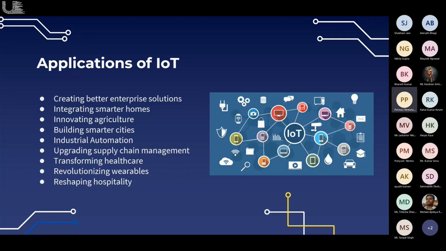Next, industrial automation. Since IoT can help machines be automated, industries can have a lot of machines. It can reduce the manpower, like it can reduce the use of employees there, which is becoming a disadvantage again. But it leads to making industries more efficient and productive. IoT can also help in supply chain management, and IoT can help in transforming healthcare.